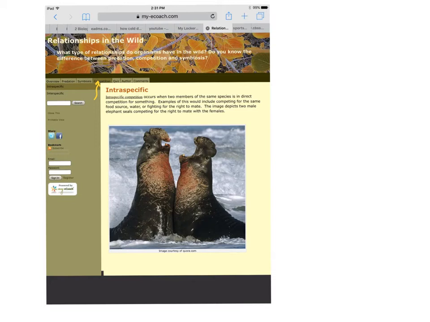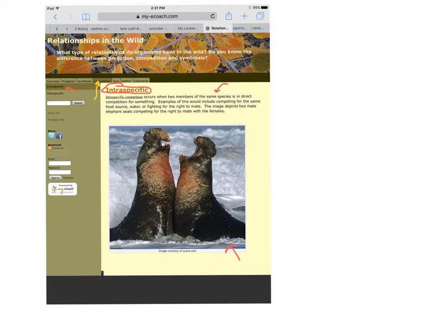Now the students are going to keep going. They click on the major topic of competition, and then they're going to see the 2 different types right here. And it starts out with intra-specific competition. And that is a type of competition in the wild between members of the same species. So here in the image, you can see 2 male elephant seals competing for the right to mate. Now, these same elephant seals will also compete for the same food sources.